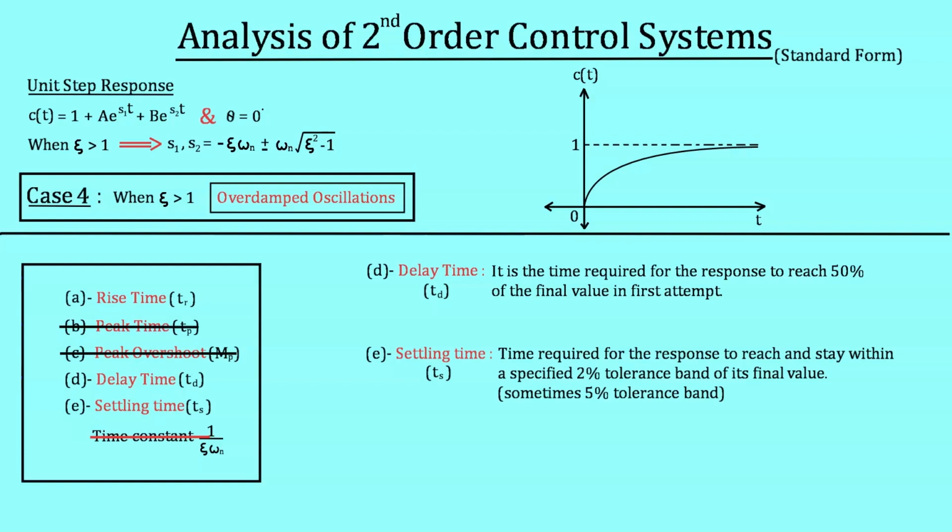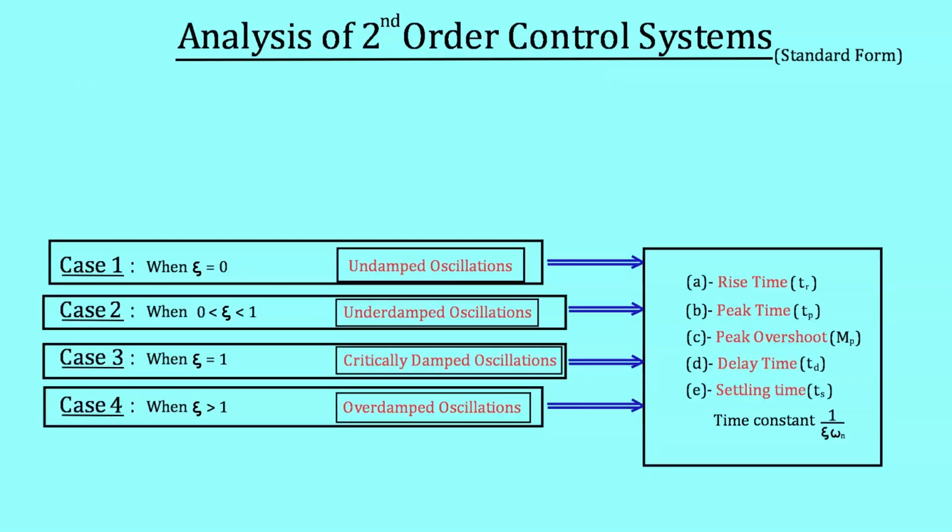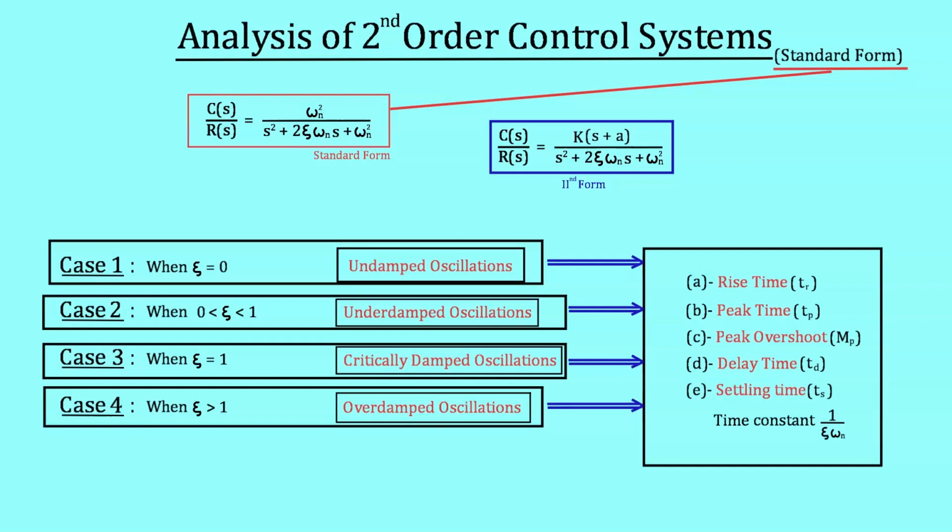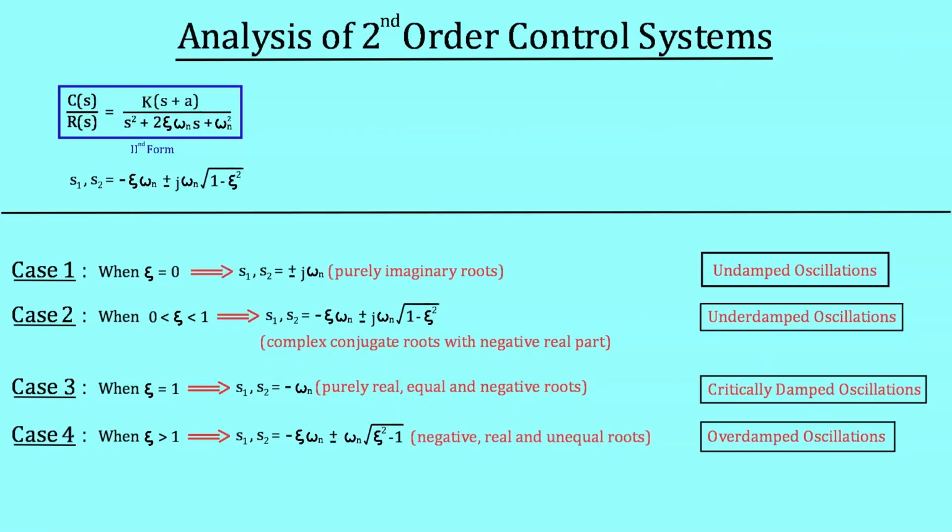Delay time and settling time have the same definitions as what we have seen in the case of critically damped oscillations. Now we have seen all the 4 cases and have discussed which parameters are defined for different cases, but still our study regarding the second order system is not complete. In the beginning, I told you that as an undergraduate level student, you are supposed to know how to solve the standard form as well as the form of second order control systems in which there is one zero. But so far we have discussed only the standard form. Now we are going to discuss the second form where there is one zero in the transfer function of the second order control system.